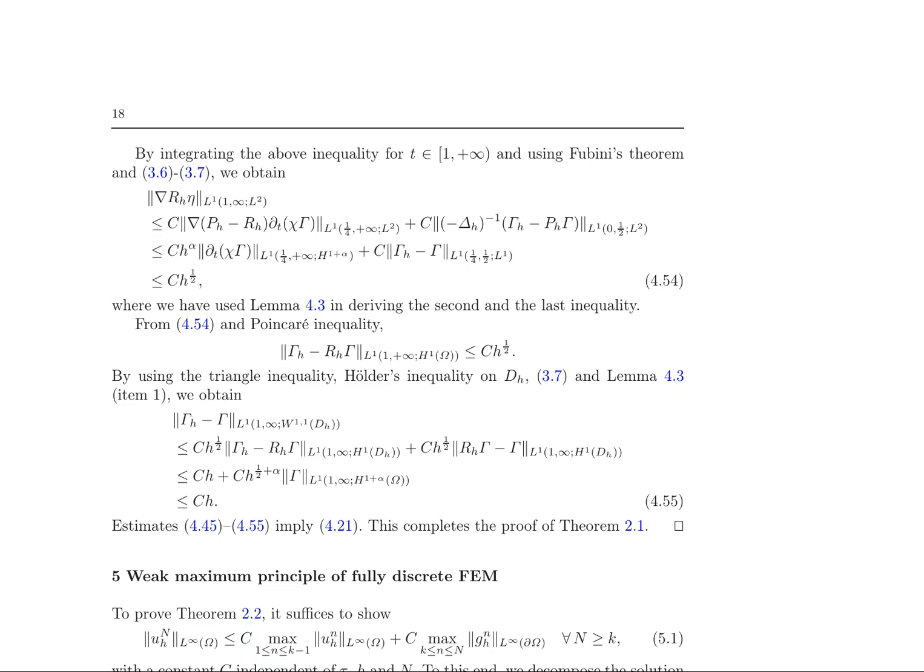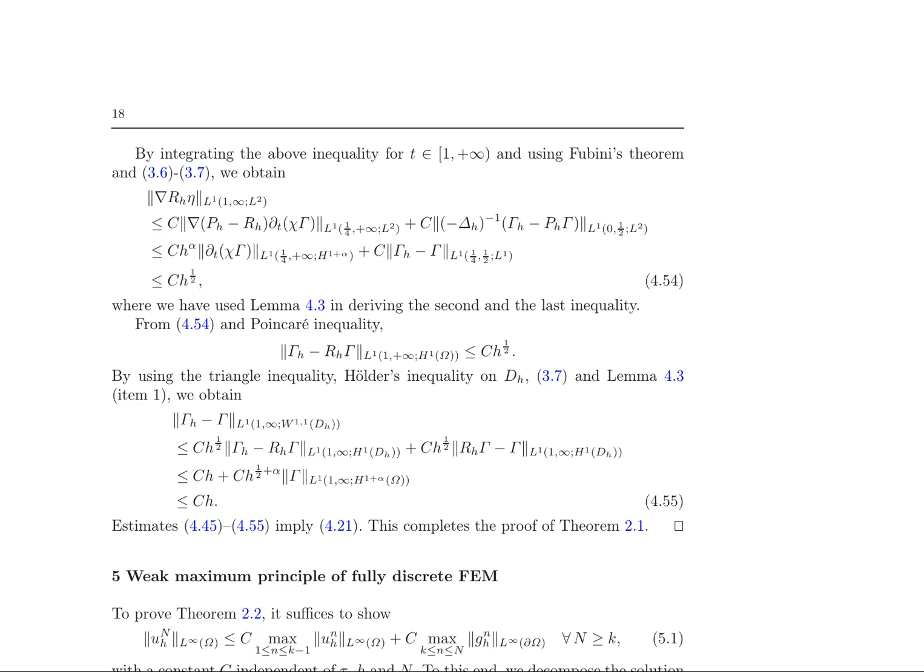Specifically, by integrating the inequality for t in (1, ∞), and using Fubini's theorem and equations 3.6 to 3.7, we obtain the estimate ‖∇ρ_h η‖_{L^1(1,∞;L^2)} ≤ c‖∇∂_t χ‖_{L^1(1,∞;L^2)} + c‖∇(−Δ_h)^{-1} Γ_h φ‖_{L^1(L^2)}.